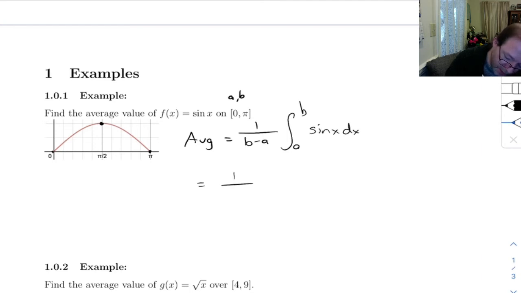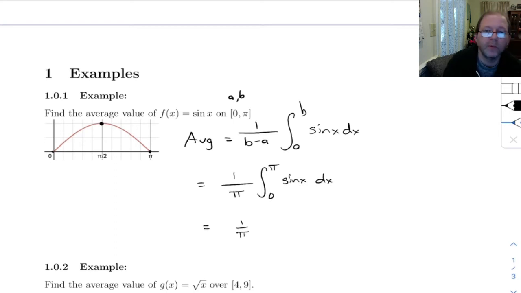Of course, we plug in our b and a. This is 1 over pi times the integral from 0 to pi of sine x dx. Now remember, when you integrate sine, you get negative cosine from 0 to pi.